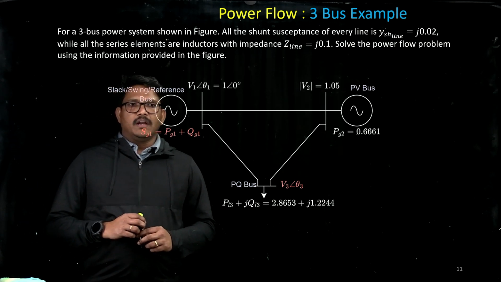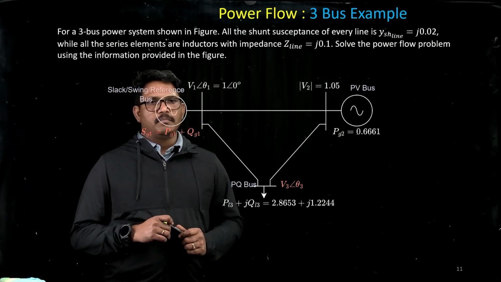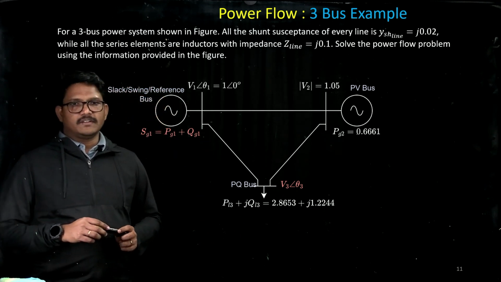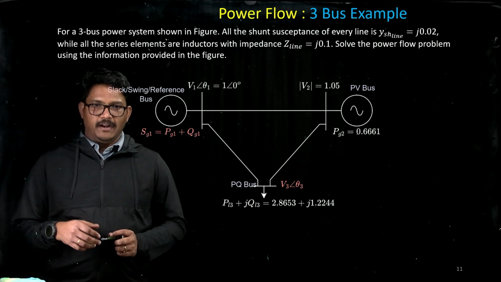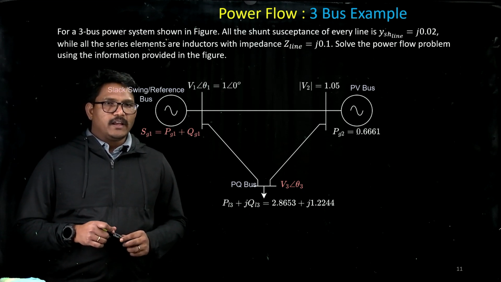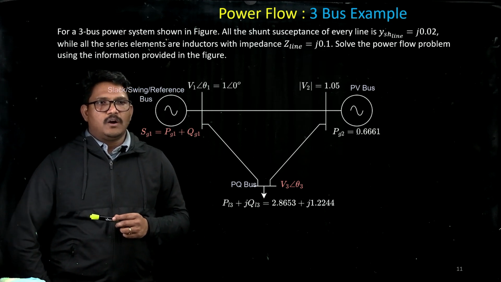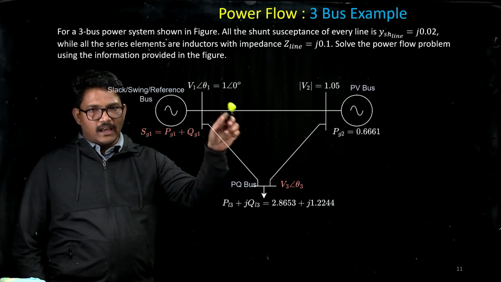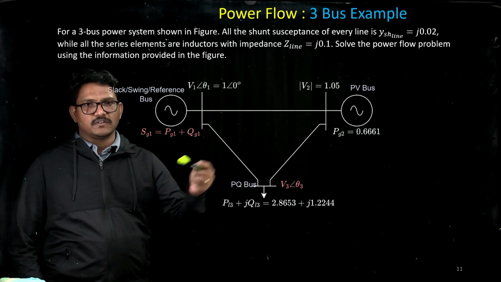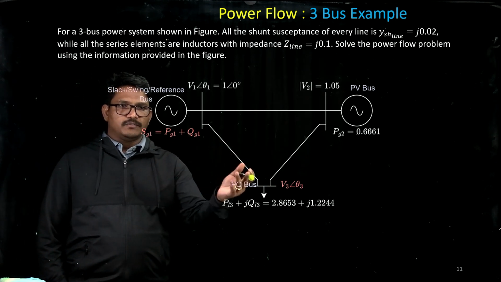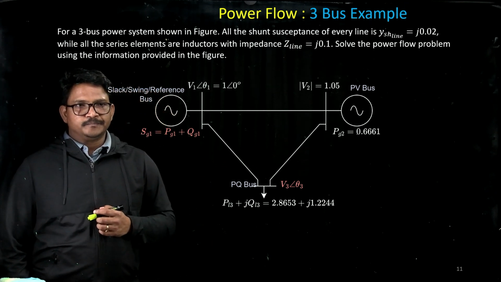Here we'll continue on the power flow problem with the same 3-bus example we have discussed for the admittance bus matrix. Now let's say that we have a 3-bus system shown here, and every line has a shunt susceptance of j0.02 and a series impedance of j0.1.